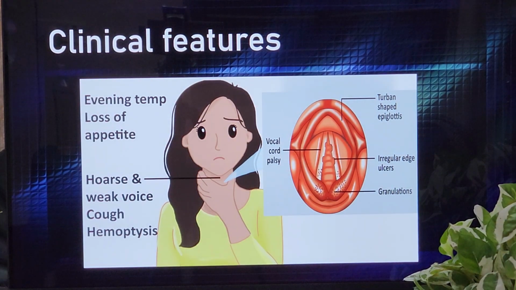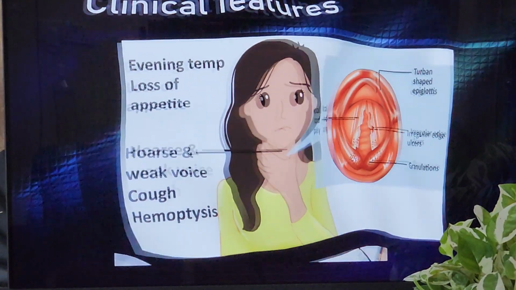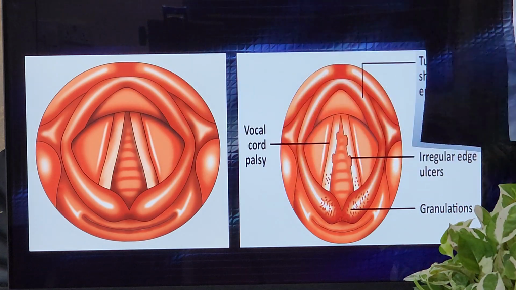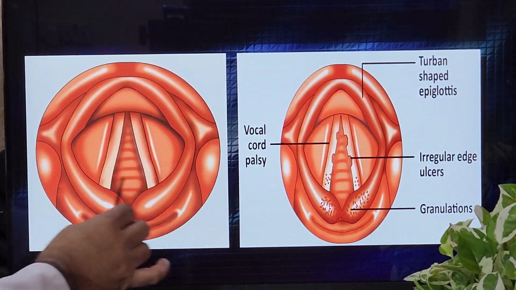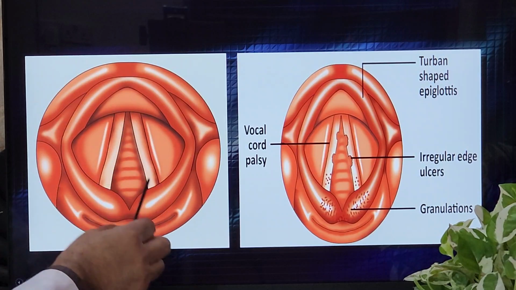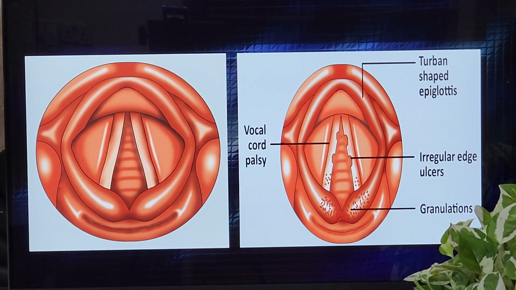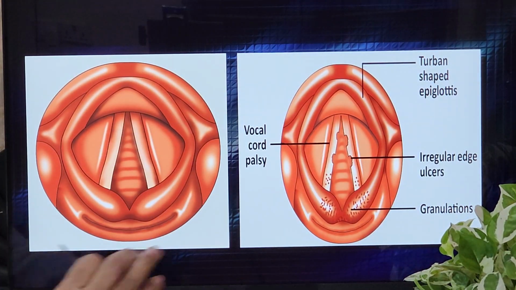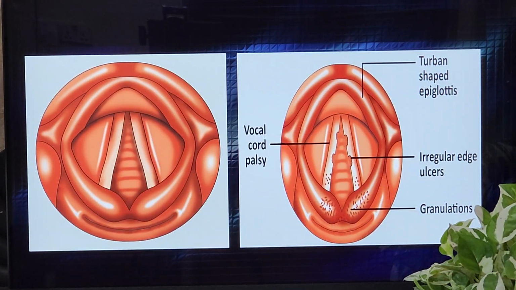So with all these complaints, we'll go ahead and do a laryngoscopy, which hardly takes a few minutes. And I'll tell you the laryngoscopic findings. See, this is a normal larynx. This is the epiglottis. These are the vocal cords. So what happens is, in tubercular laryngitis, it starts from the posterior aspect. The whole larynx will be pale.